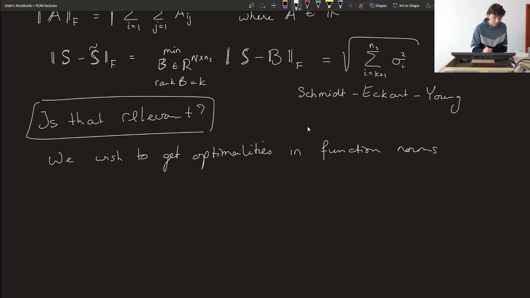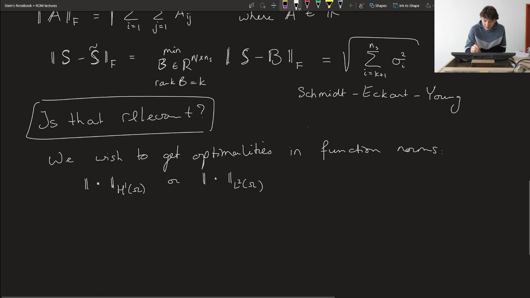And the ones that we discussed were, for instance, the norm that is of relevance to any function that lives in H1. And another one that is also very popular, and the one that we're going to focus on today, is if we want to get optimalities in an L2 sense.